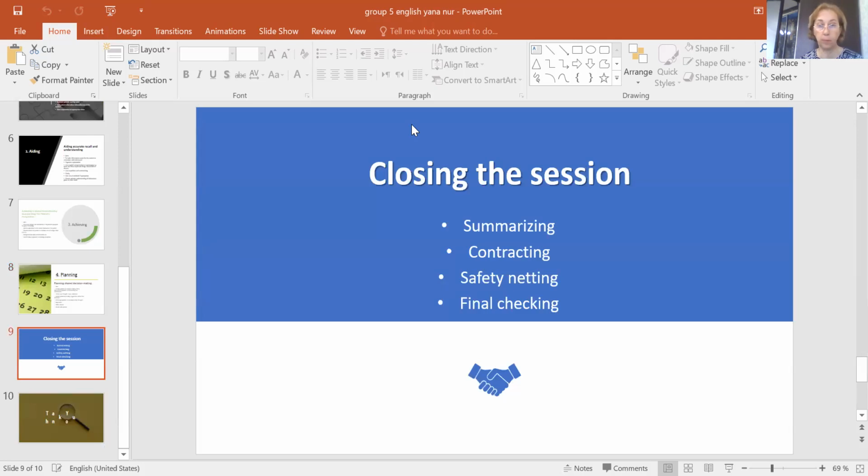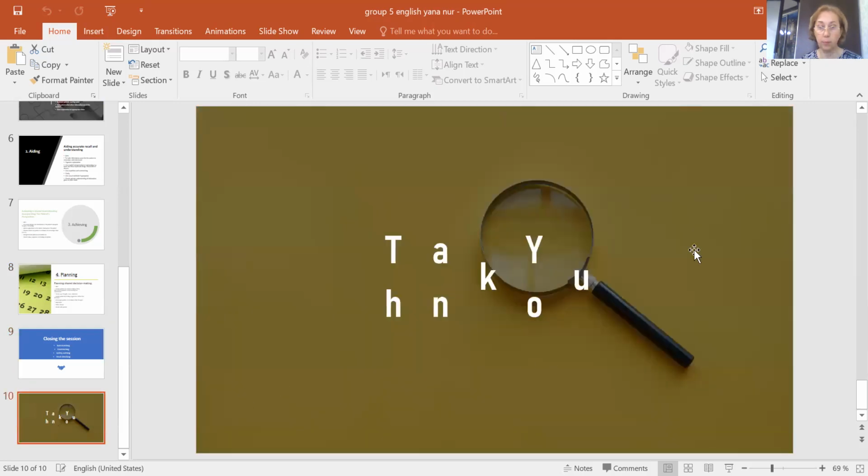And last, we have closing the session: summarizing, contracting, safety netting, and final checking. And that's it. Thank you.